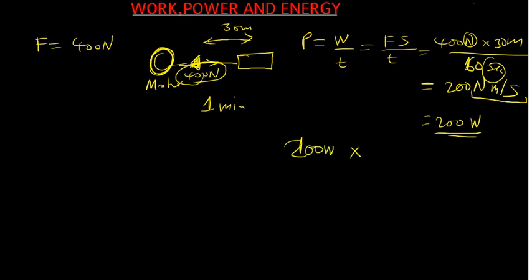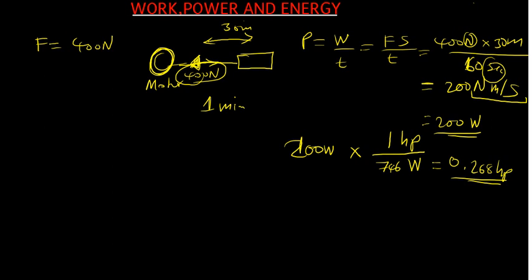Now if we want the power given in horsepowers, we are going to take these 200 watts and multiply, because we have a watt on top, we are going to take a watt down, we want a horsepower on top, and we know that 1 horsepower gives us 746 watts. So that is going to give us 200 divided by 746, which is going to give us 0.268 horsepower. So this is the power supplied by the motor in 1 minute.